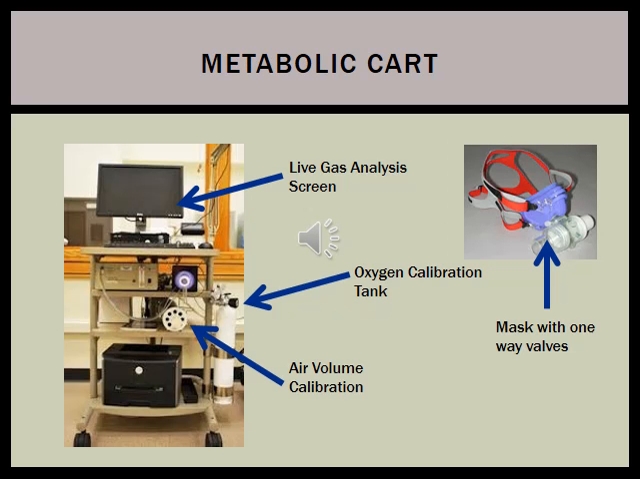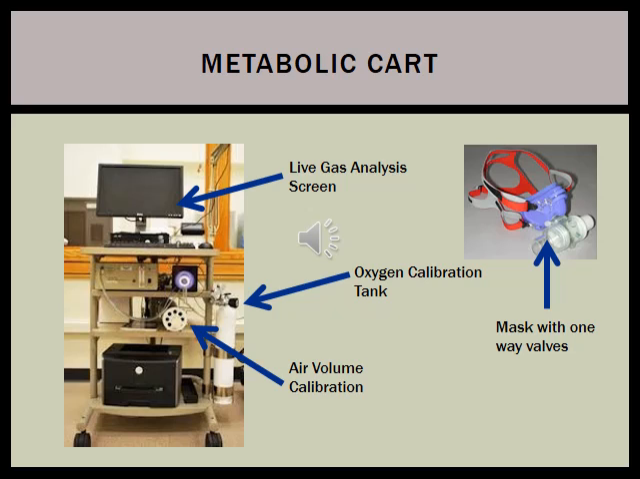A metabolic cart measures how much oxygen a person's body takes in and how much carbon dioxide, or CO2, a person's body expels. We can place the mask on the individual, and the mask has several sets of one-way valves, allowing oxygen to move in, measuring what the person intakes and what the person is expelling, and then allowing the CO2 to escape out the other side of the mask through the one-way valve.